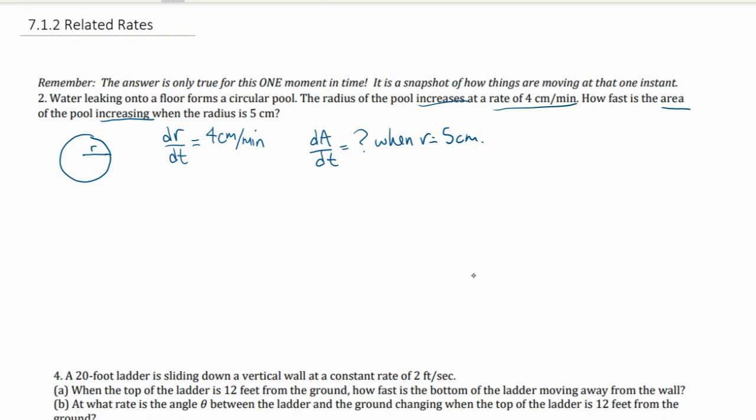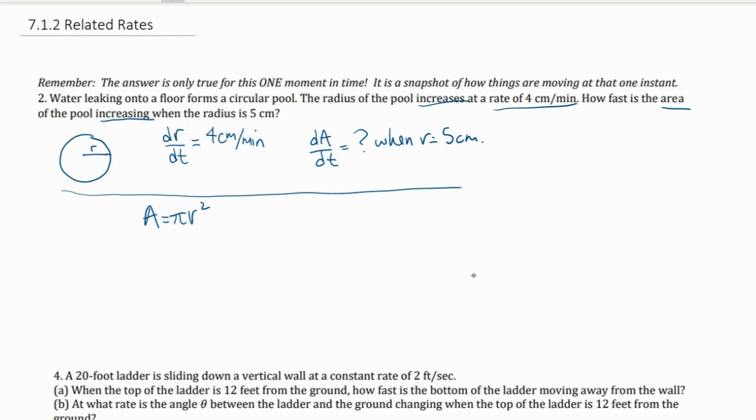All right, so once you have your basic information, we're going to go ahead and write an equation. So what's the equation of area with respect to the radius? Area is pi r squared. Once you have your equation, again, we can't plug in numbers if the variables are changing. Is the area changing as time goes on? Yes. Is the radius changing as time goes on? Yes. So I'm not allowed to plug in numbers yet.